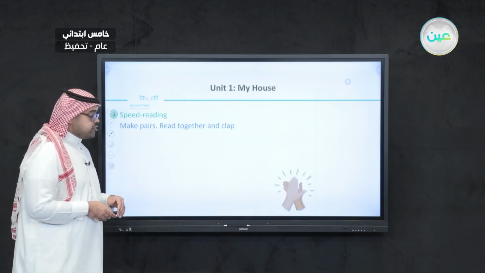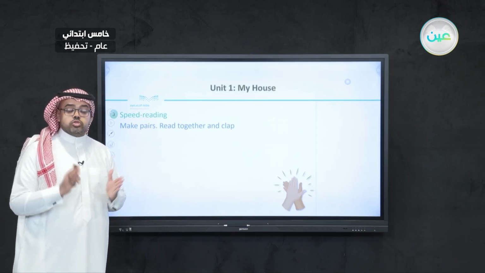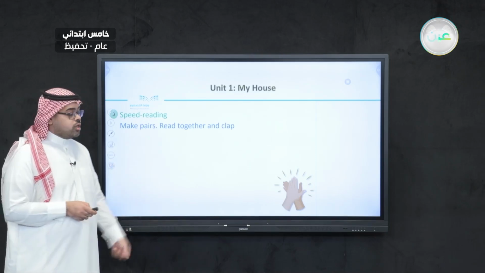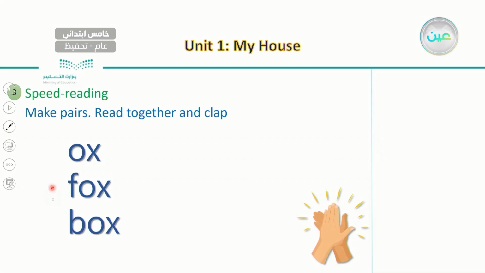So let's listen to the other three words. And as I said, it is important that you try to clap when you read them. The other words are ox, fox, box. Say with me: ox, fox, and box. So now let's speed read these words, and I would like you to clap with me. Ox, fox, box. Ox, fox, box.